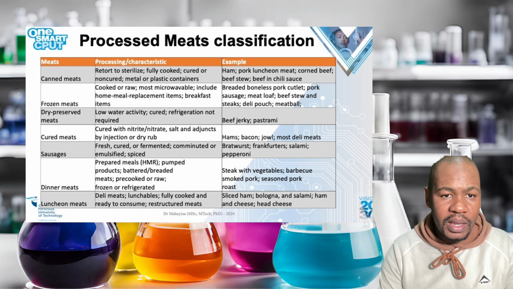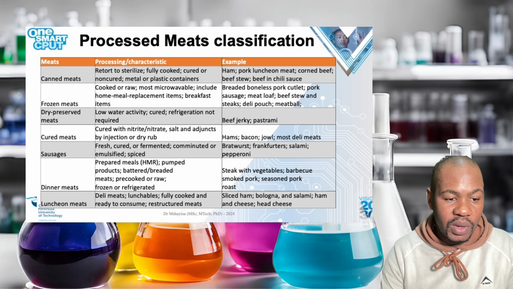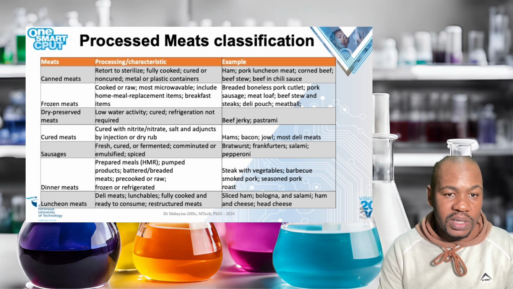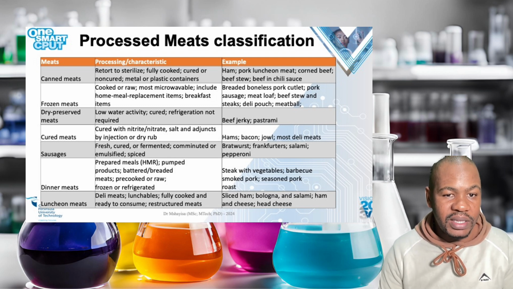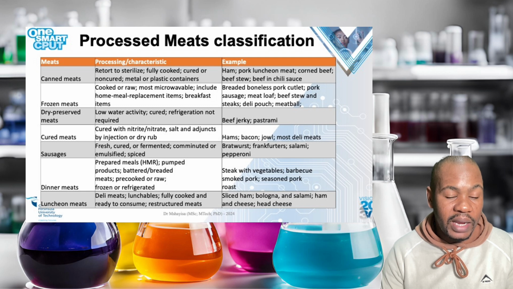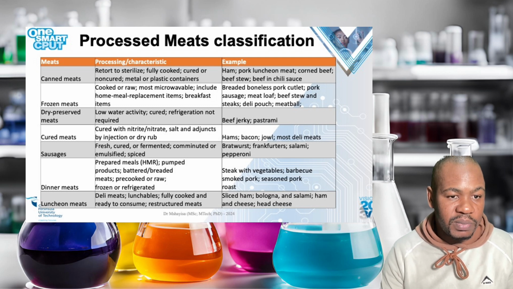What are the examples? Here we're looking at products such as ham, that can be canned ham, beef in chili sauce, a beef stew, corned beef, which is what most people are always familiar with. The second category is frozen meats. Frozen meats, their characteristics: they can either be cooked or in some cases they can be raw. And most of them are microwavable food products. These include products such as sausages, pork sausages, meatloaves, beef stew, and steaks, and in some cases meatballs.